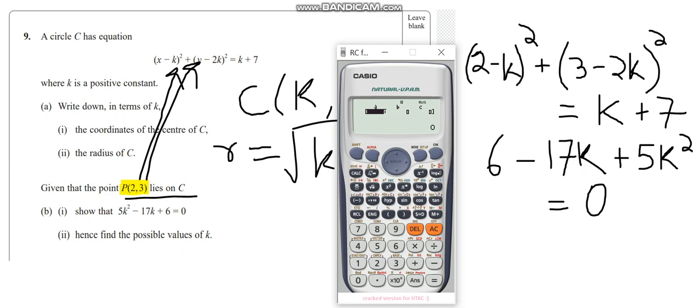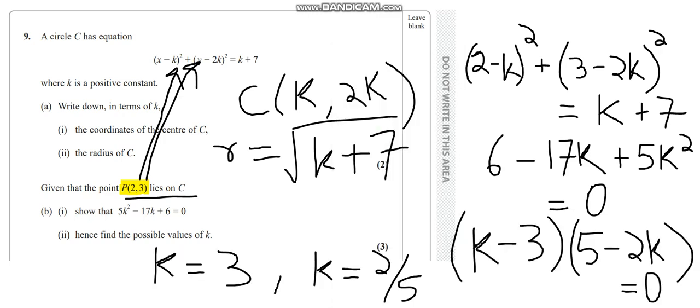So the first a value is the coefficient of the highest power, which is 5. Don't forget the signs, that's minus 17 with k, and we have a positive 6. There you go. And when we press the equal sign, we find that our first possible value of k is 3, and the second one is 2 upon 5. And there you go guys, those are our two values, and that's our final answer.